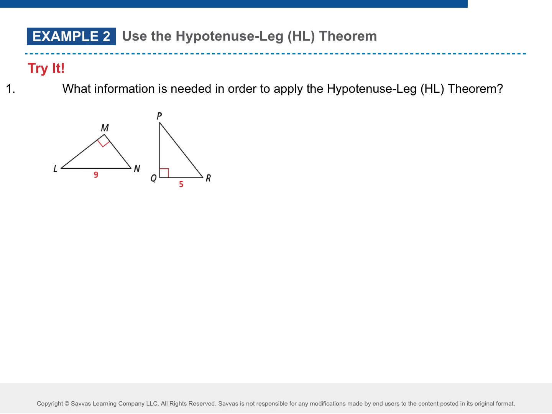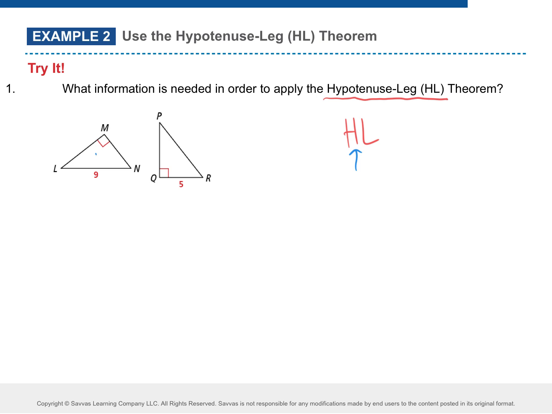Okay, so it wants us to add additional information for hypotenuse leg. Before we can even use hypotenuse leg, what do you have to make sure? It's a right triangle. Are we good there? Yes, they are both right triangles, so we can check hypotenuse leg. Do they have a congruent hypotenuse right now?